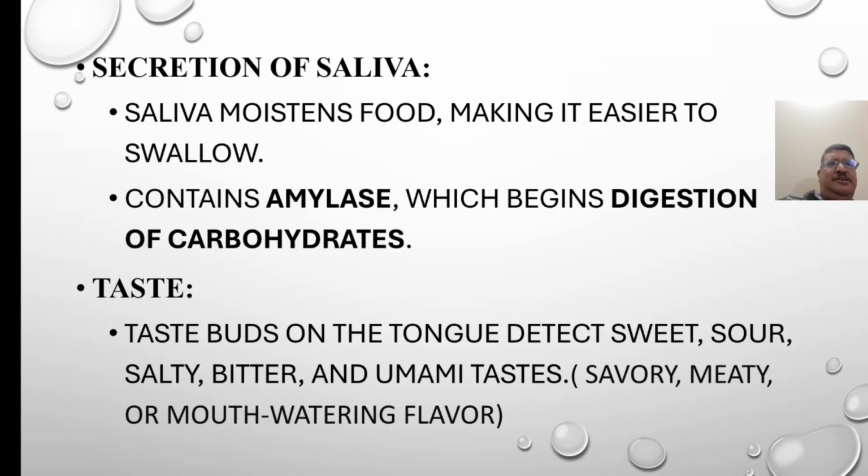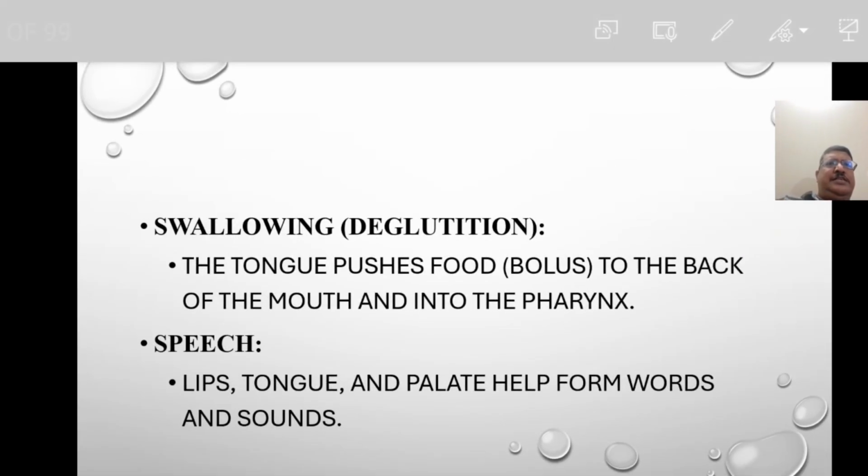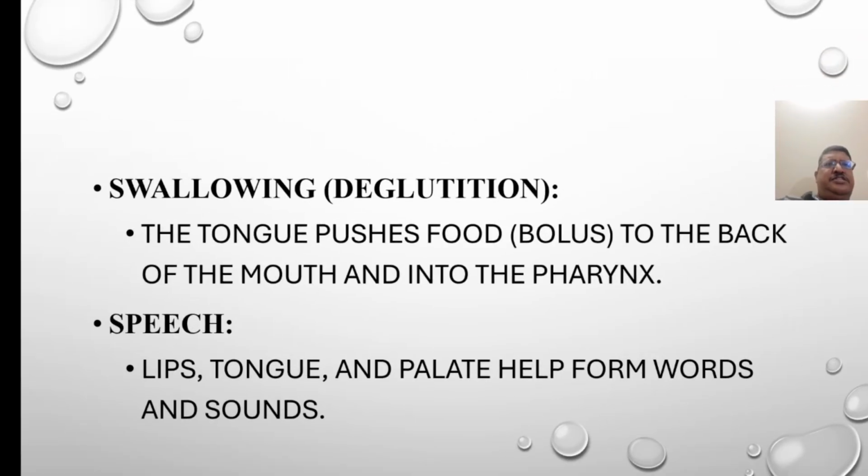Taste: taste buds on the tongue detect sweet, sour, salty, bitter, and umami taste. That is, savory, meaty, or mouth-watering flavor. Swallowing, that is deglutition. The tongue pushes food to the back of the mouth and into the pharynx. Speech: lips, tongue, and palate help form words and sounds.